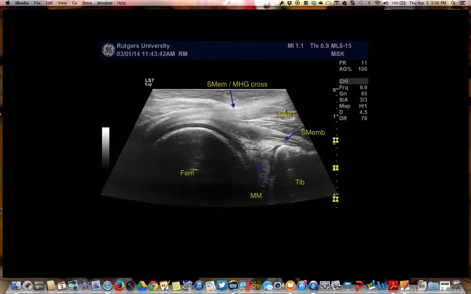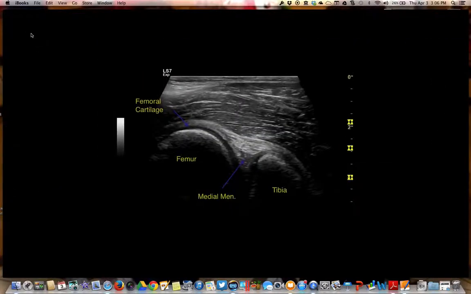This is looking at the medial semimembranosus and medial head of the gastroc coming across and crisscrossing. Semimembranosus comes down, attaches here, crisscrosses with the medial head of the gastroc. Very commonly, the Baker's cyst comes up here and passes through that hiatus. We'll review that in greater detail shortly.